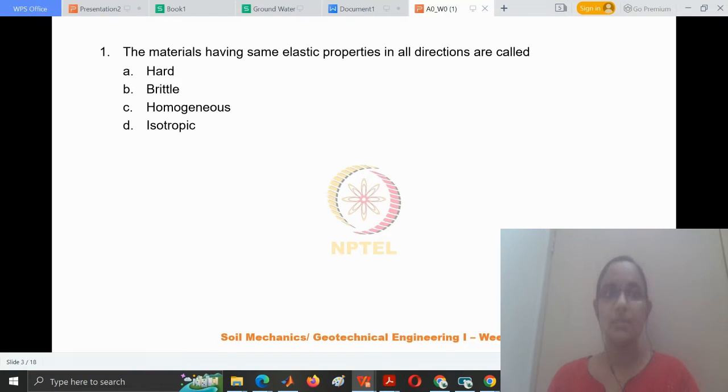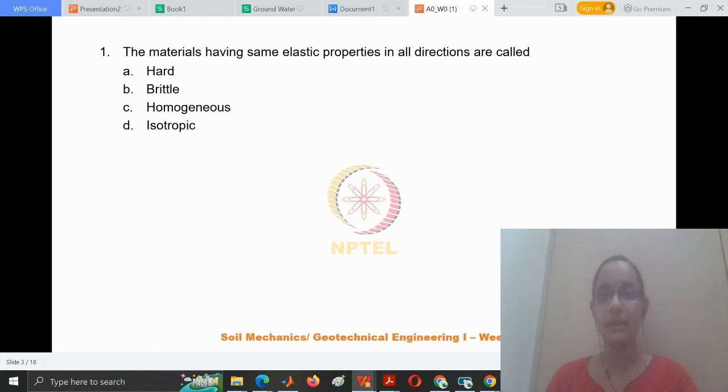Here's the first question. The materials having same elastic properties in all directions are called option A hard, option B brittle, option C homogeneous, option D isotropic. So, in order to answer this question, we must know what is meant by a hard material, what do you mean by a brittle material, what's a homogeneous material, and what's an isotropic material, right? Okay. So, what's a hard material?